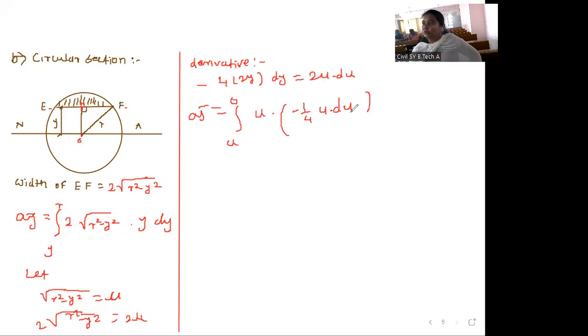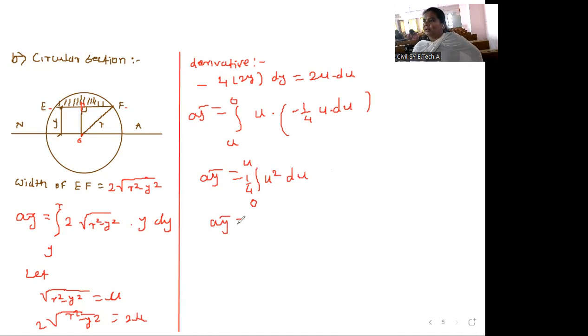Okay, u du. After that we will take this as a common. So A y bar is equal to, this is our original term. After that you will convert, that is 0 to u, so 1/4 as a common. What remains is u square into du.